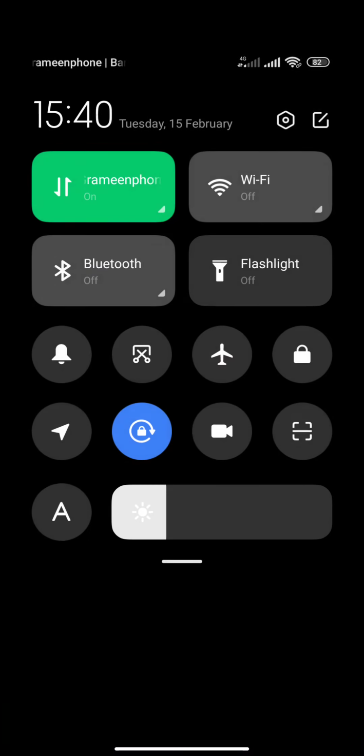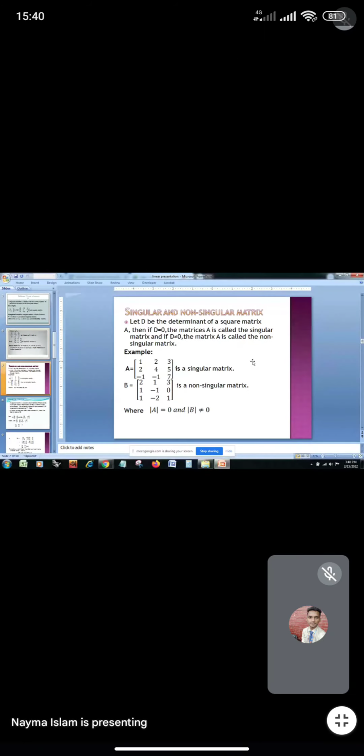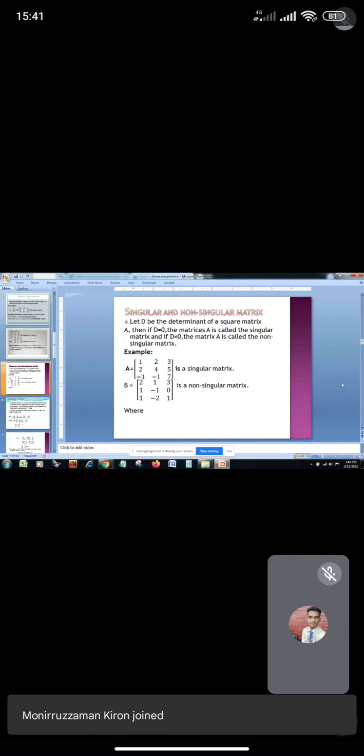Clear, ma'am. B is not equal to zero, ma'am; in place of B it will be A, in place of A it will be B. Okay, that is the problem. This is a mistake here. Also this is non-singular. Here, the first one is non-singular and the second one is singular.